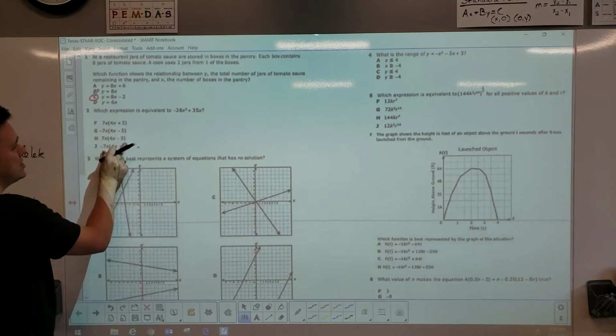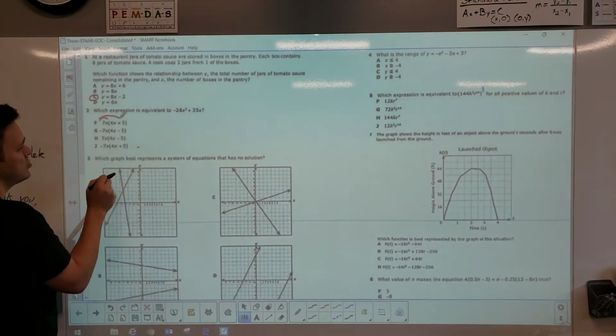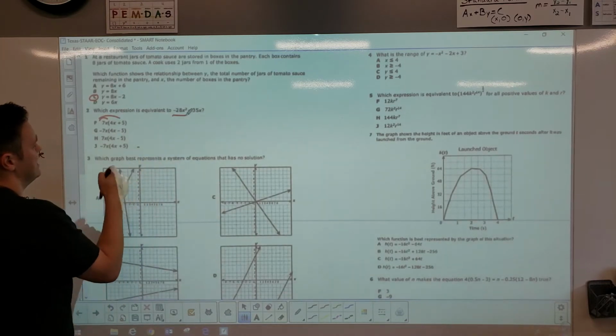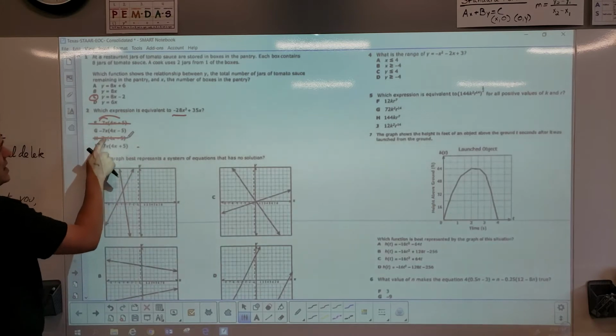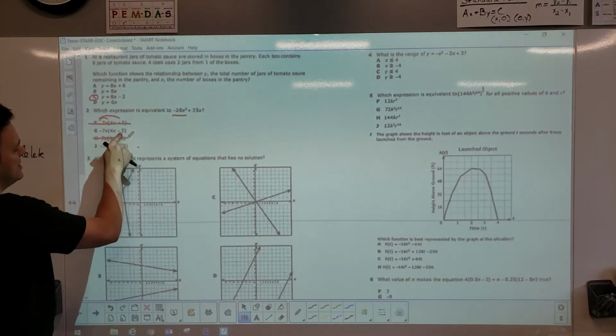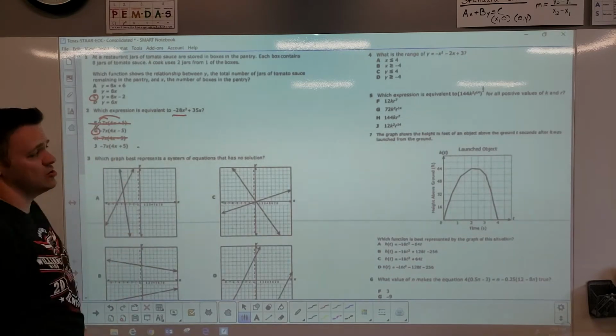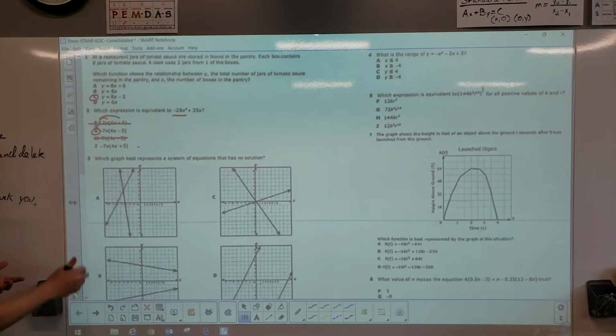How would you find out which expression is equivalent? Well, you would just distribute. When you distribute it out, the first thing you should know is that it's a negative. So I do know that this one and this one aren't legit because there's not a negative in the front. Then the back is positive. Negative and negative is actually positive, so the answer is G. Did I have to do any math? No, I did not. I just looked at the signs.